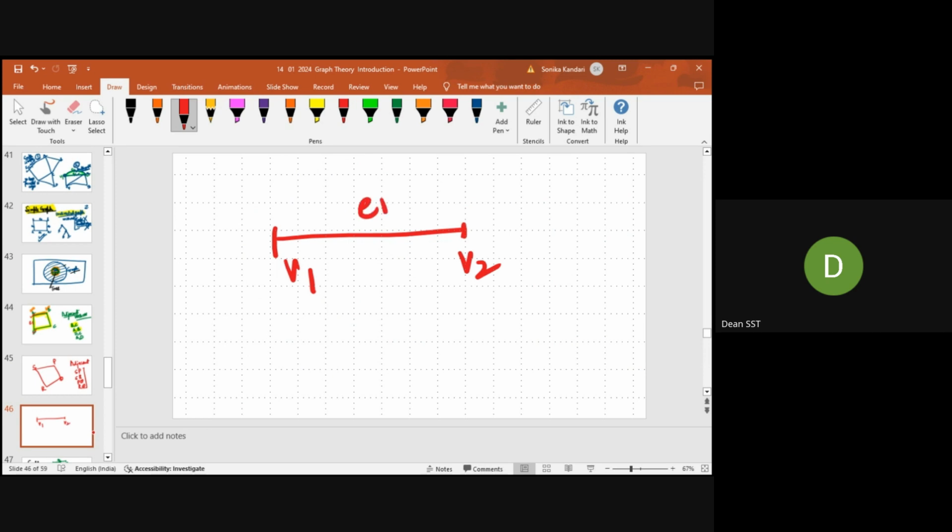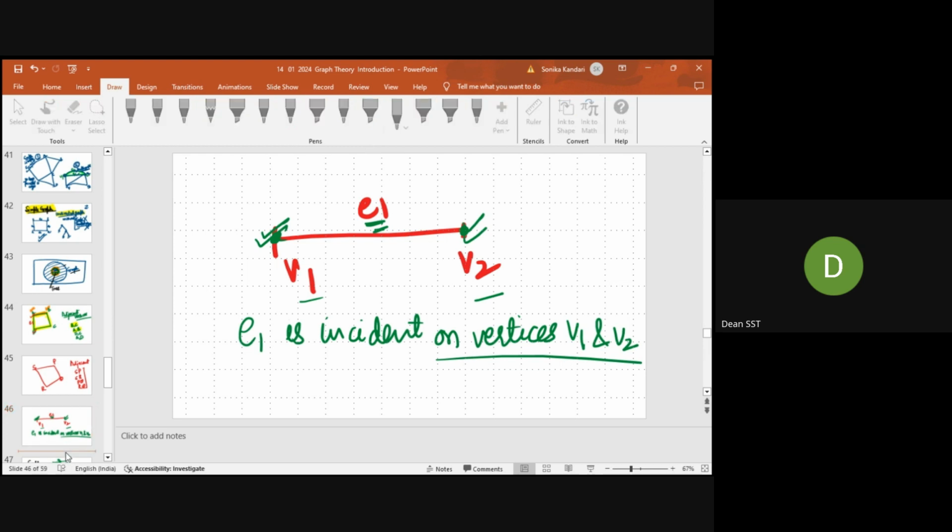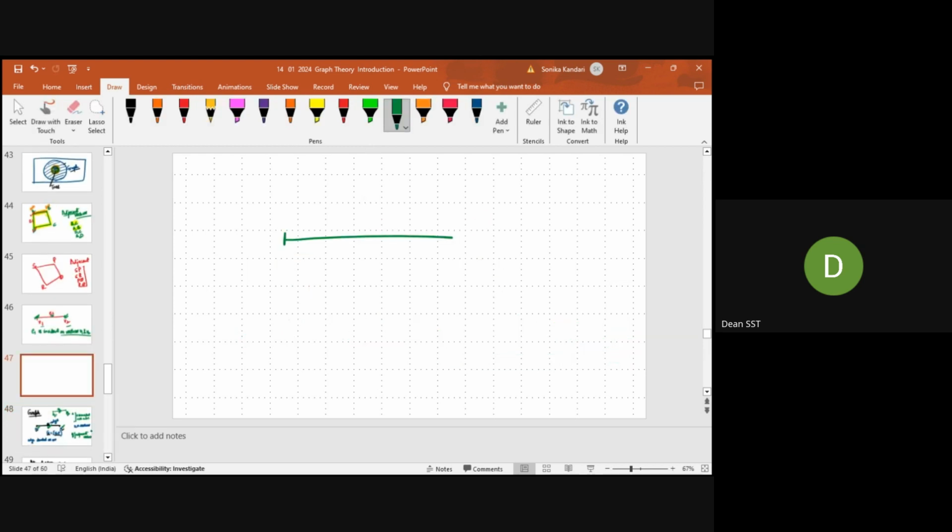V1, V2, E1. So we can write E1 is incident on vertices V1 and V2. Is it clear? Yes, ma'am. Because E1 is joining V1 and V2. V1 is the vertex here, V2 is here, and E1 is joining. So we can say that edge E1 is incident on vertices V1 and V2. Is it clear?